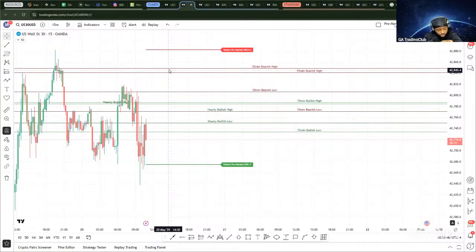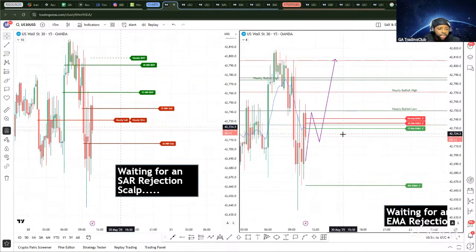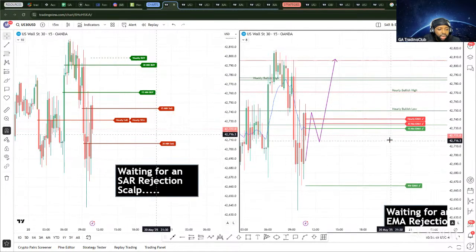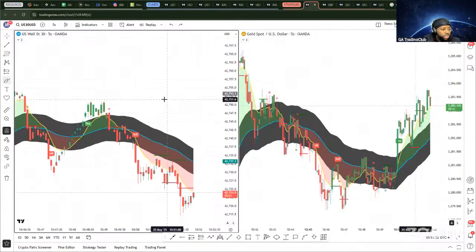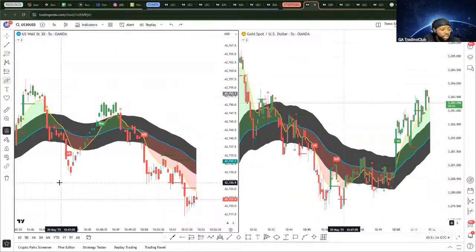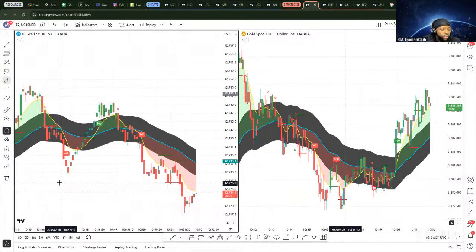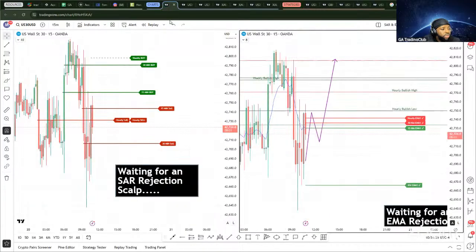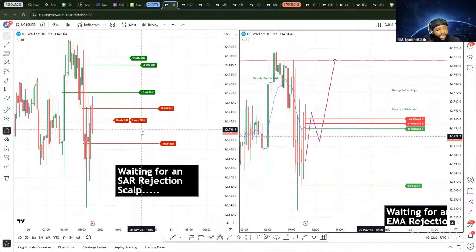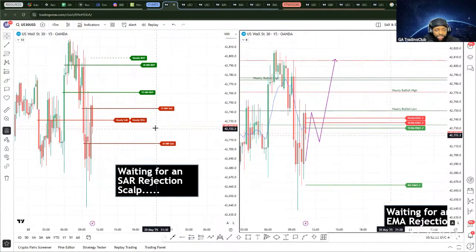If you guys want, you can take the rejection scalp. You don't have to trade the same hours as I do. You can find hours that work for you. But for me, these are just the hours that work for me. And now, of course, this thing decides to come back down. And for the SAR rejection levels, I don't see any.